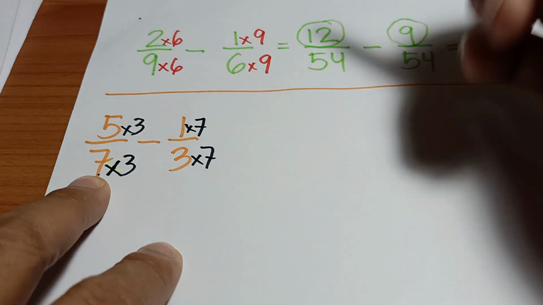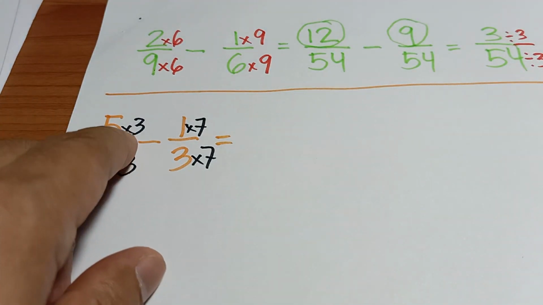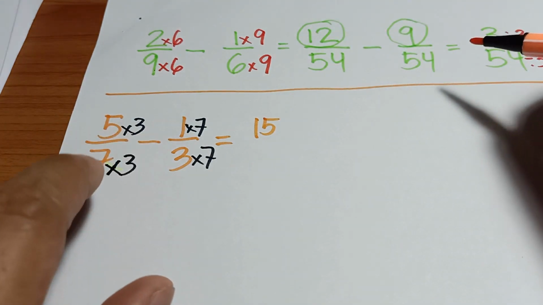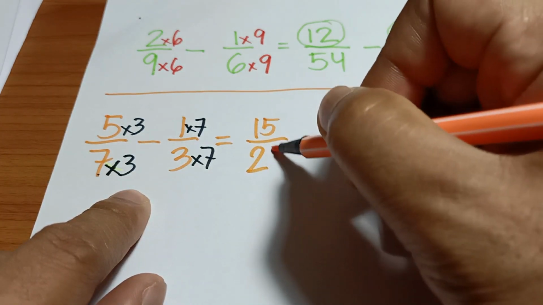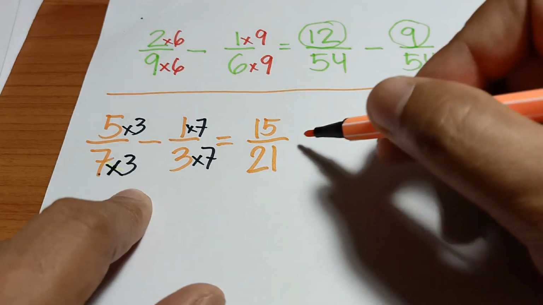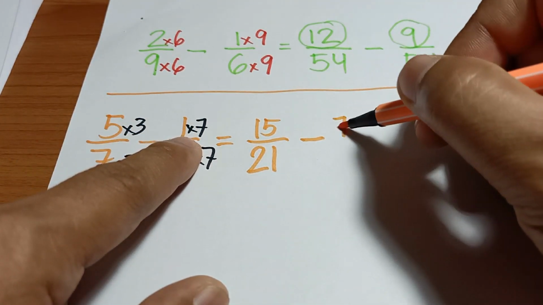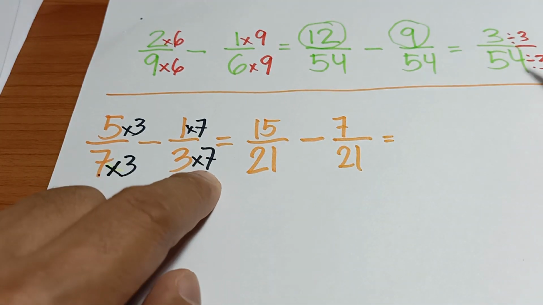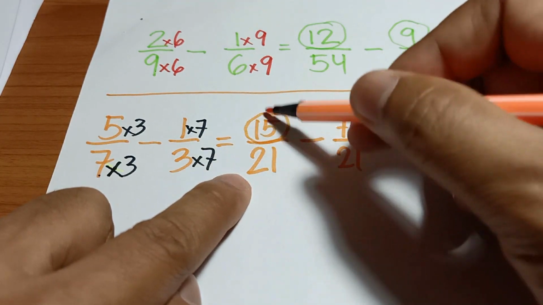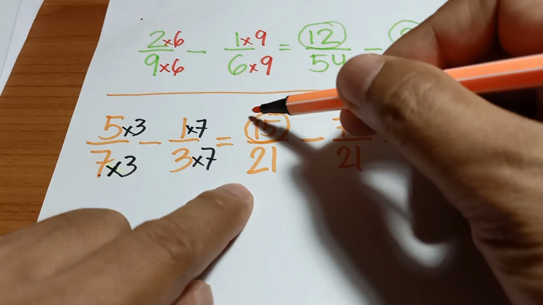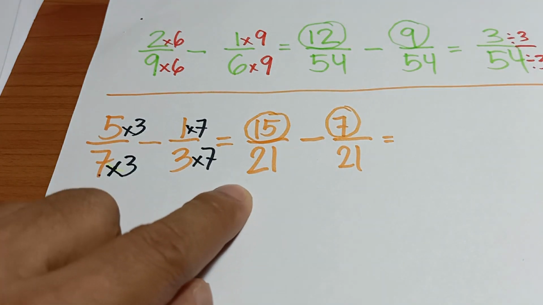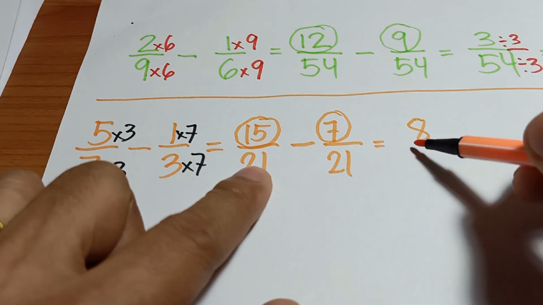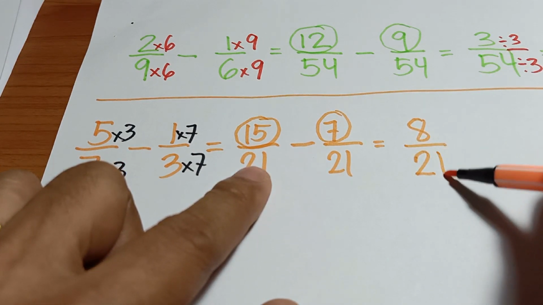Then 5 times 3 is 15, and 7 times 3 is 21, minus 1 times 7 is 7, 3 times 7 is 21. Then again, the same process: since the denominator is already the same, we just subtract this part and this part. What is 15 minus 7? The answer is 8 over 21.